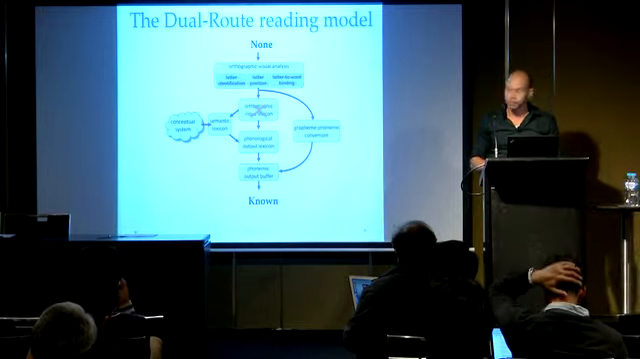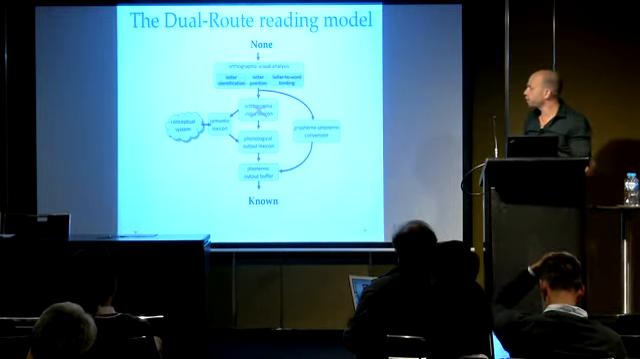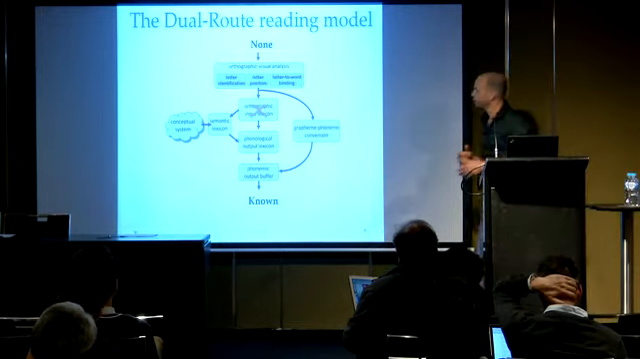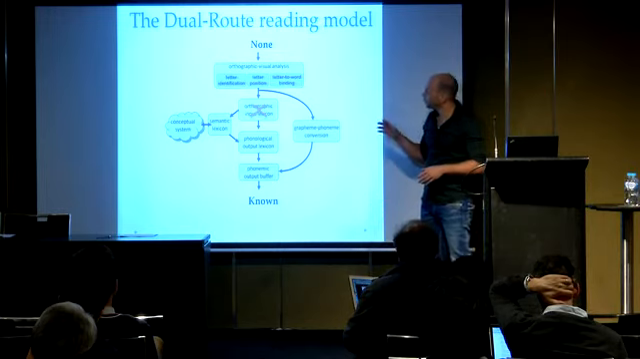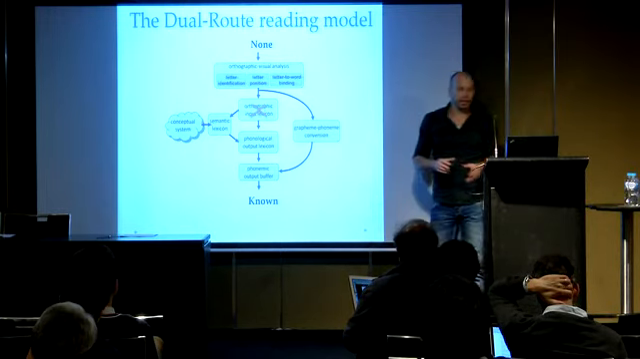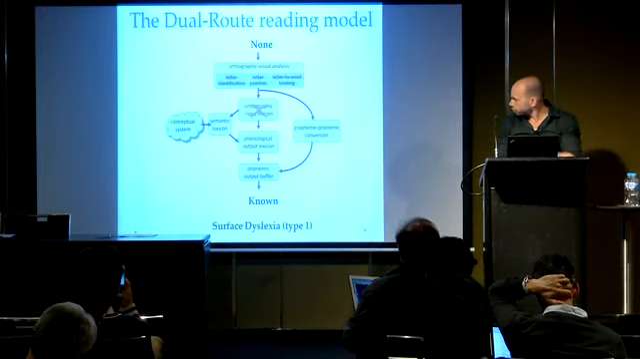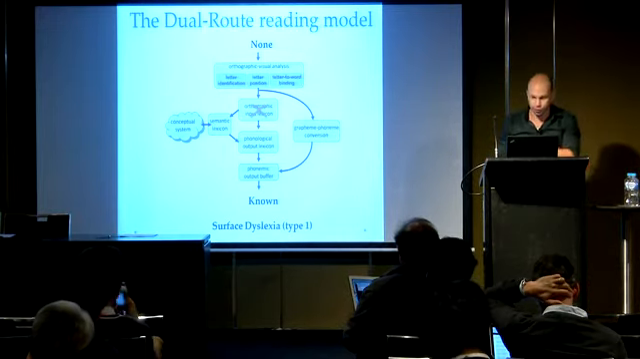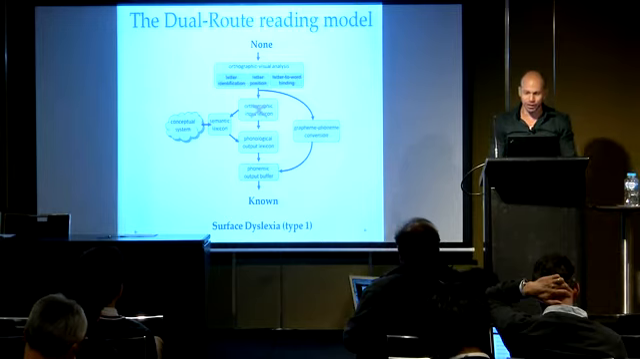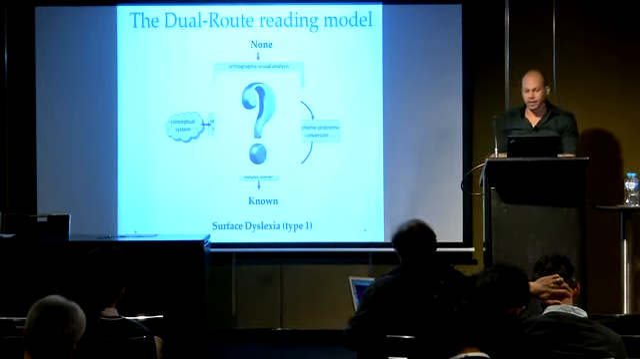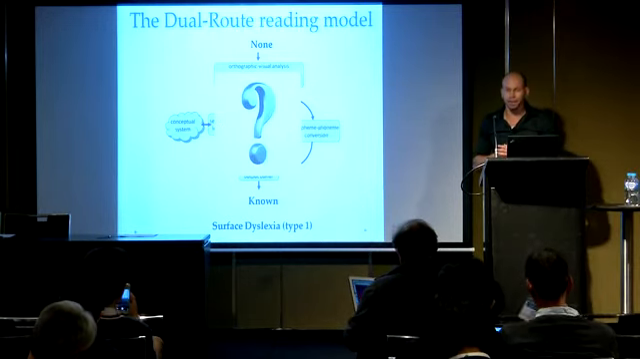Okay, so in this way you can think of different types of dyslexia according to deficits in different loci in the model. Sorry, I didn't mention this. The previous type of dyslexia is called surface dyslexia.